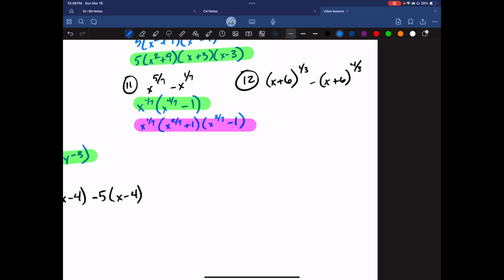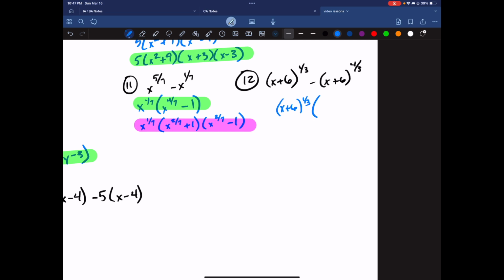All right, number 12. This was tricky. It's very similar to number 11, but it's tricky only because the bigger fraction is in the back. Because the bigger fraction is in the back, I'm not just going to take out an x plus 6 to the 1/3. I'm going to take out a negative when I do it. So it's going to be negative x plus 6 to 1/3 times, and that's going to be, let me come at this a different way. I'm just going to take out the x plus 6 to the 1/3.